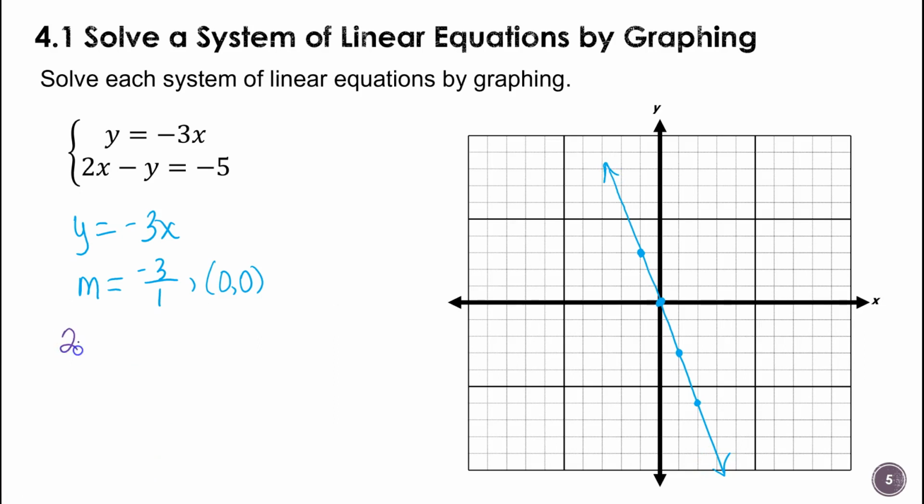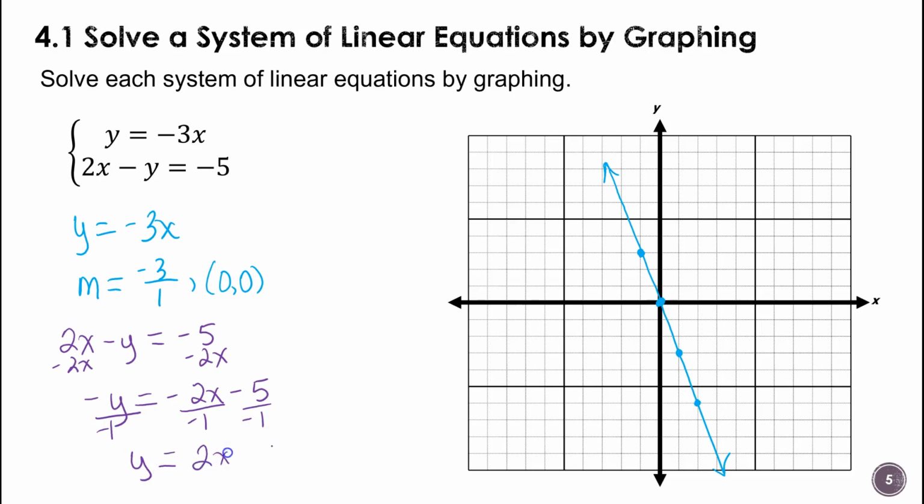So for the second equation, 2x minus y equals negative 5, I'm going to solve it for y. So I'm subtracting 2x on both sides. And then I divide everything by negative 1 so that I have a positive 1y. So y equals 2x plus 5. So for this one, I have a slope of 2 over 1 and a y-intercept at 0, 5. So you always graph your intercept first. So we're going to have a point at 0, 5.